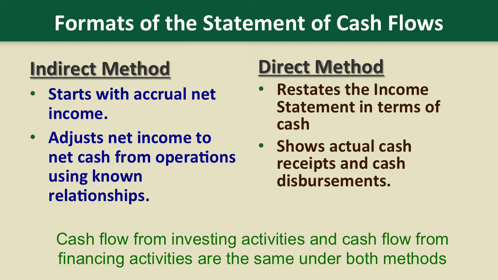Under the indirect method, we start with accrual net income, that is the number we see from the income statement. And then after that, we do some adjustments. Some of the adjustments are increases, some are decreases. And finally, we reach the net operating cash flows. Under the direct method, we restate the income statement in terms of cash flows. So if you prepare the operating section under the direct method, you show all the cash inflows and all the cash outflows related with your operating activities.